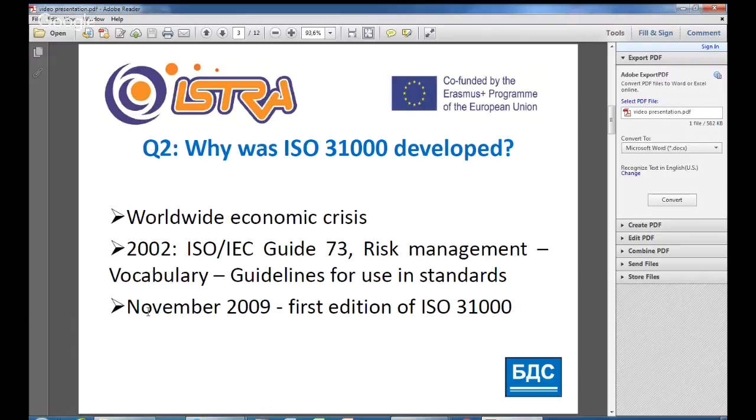Following the publication of this guide, in 2004, it became clear that there was a need for an ISO standard on risk management. And so, in November 2009, the first edition of ISO 31000 was published by ISO. In 2018, the standard was revised.